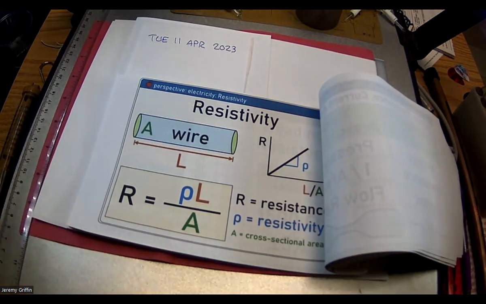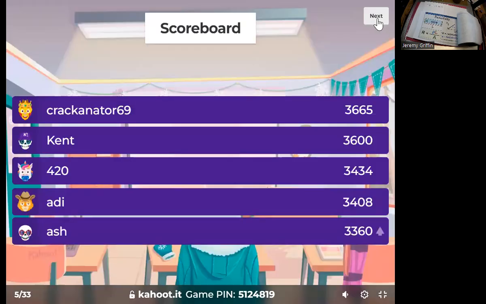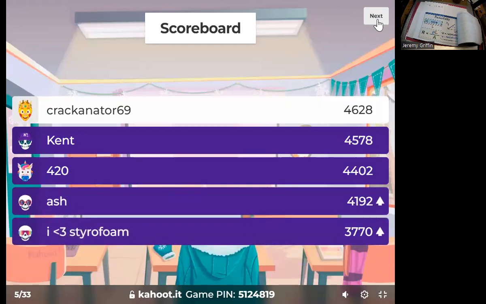So that was your Play-Doh lab. It's the resistivity of Play-Doh. Resistivity is a material property, so copper, aluminum, Play-Doh. Resistance is how many ohms.